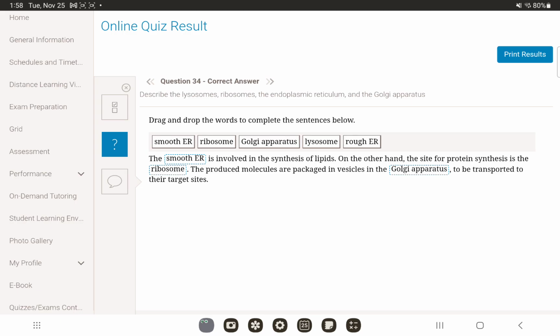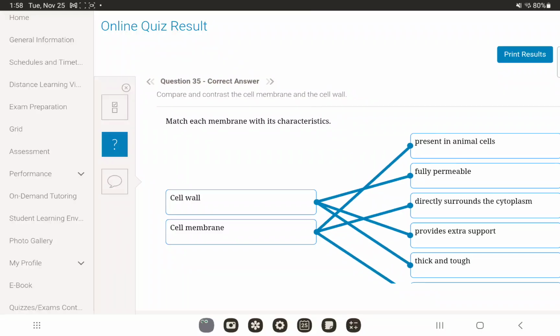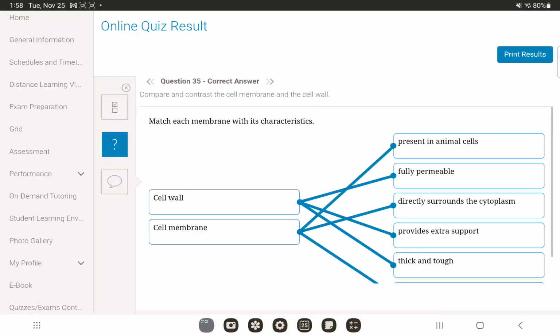Then the produced molecules are packaged in vesicles in the Golgi apparatus to be transported to their target sites. So basically, the molecules that are produced after protein synthesis, or after synthesis in general, are sent to the Golgi apparatus when they're not being used just yet, or they're sent to vesicles, before they are transported to the target site or where they're going to be used.